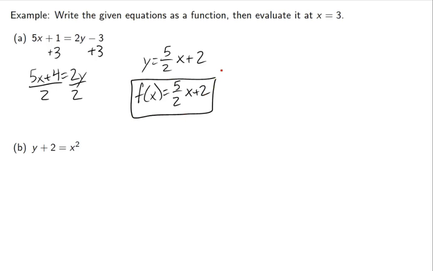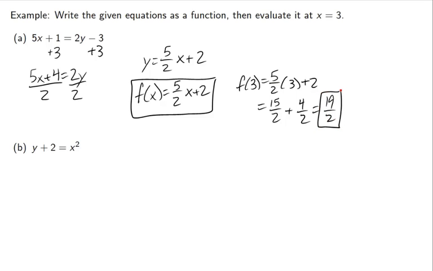And then the second thing they asked for was evaluated at 3. Well, that's f of 3. That's 5 halves times 3 plus 2. I get 15 over 2, and I'll get a common denominator of 4 over 2, so I get 19 over 2. So those are our function and the value when you plug in 3.